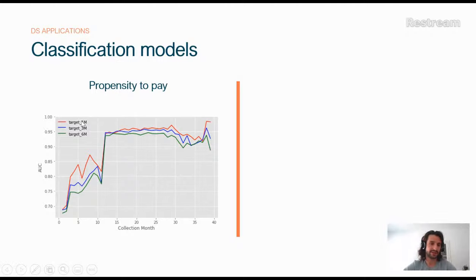And here we see 3 lines. They represent 3 different targets. The red is for the target of 1 month, the blue is 3 months, and the green is 6 months.